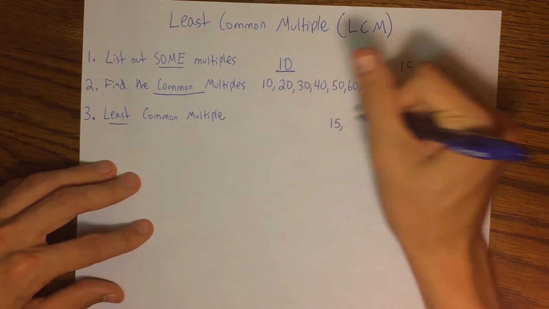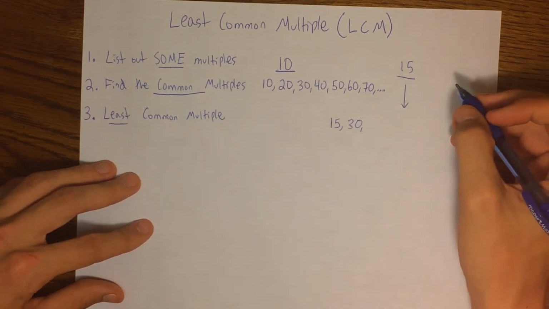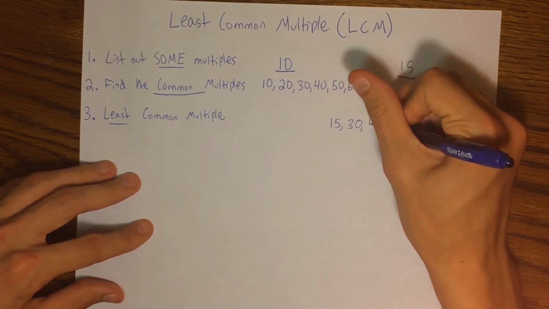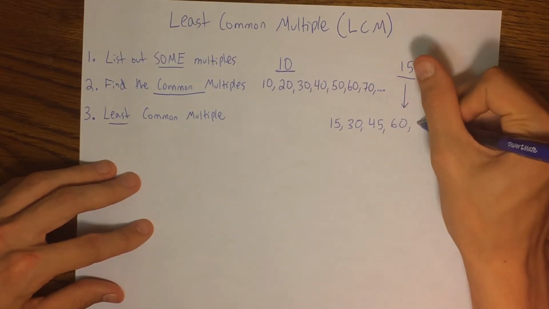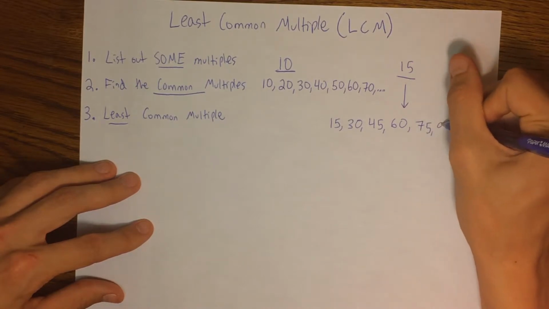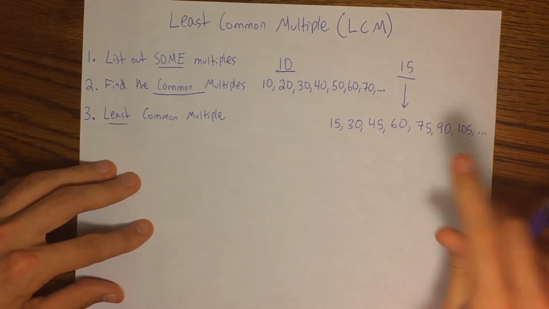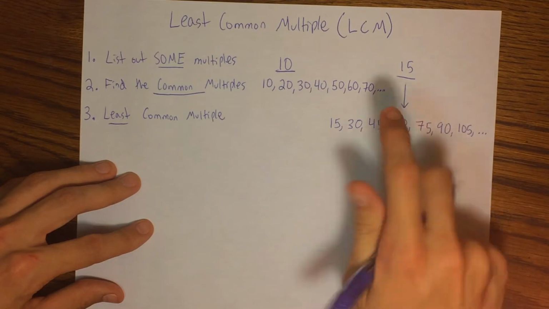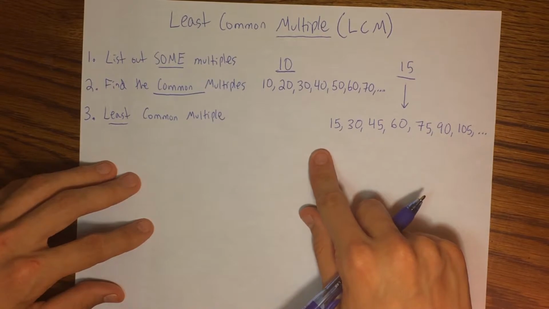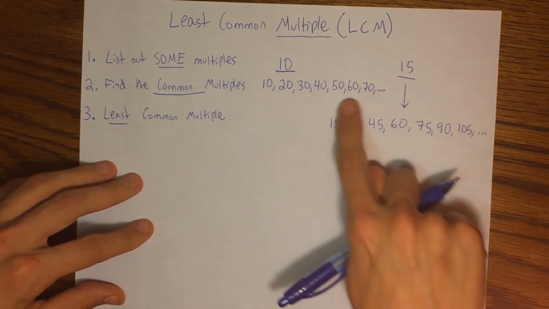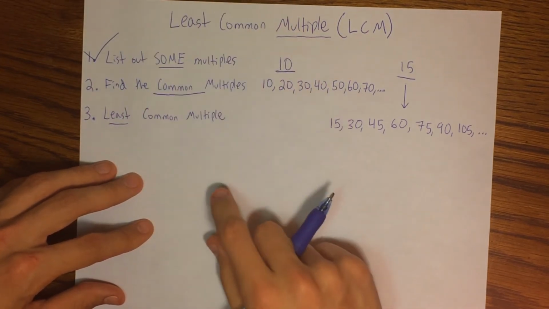So after 15 times 1, we'll go 15 times 2, and that's 30. After 15 times 2, we'll go 15 times 3, and that's 45. 15 times 4 is 60. Times 5 is 75. Then we'll go 90, 105, because they, like these, will go on forever. Why? Because they're multiples. And multiples have a way of just going on and on and on. So that will suffice for listing out some multiples. So I can check this off.